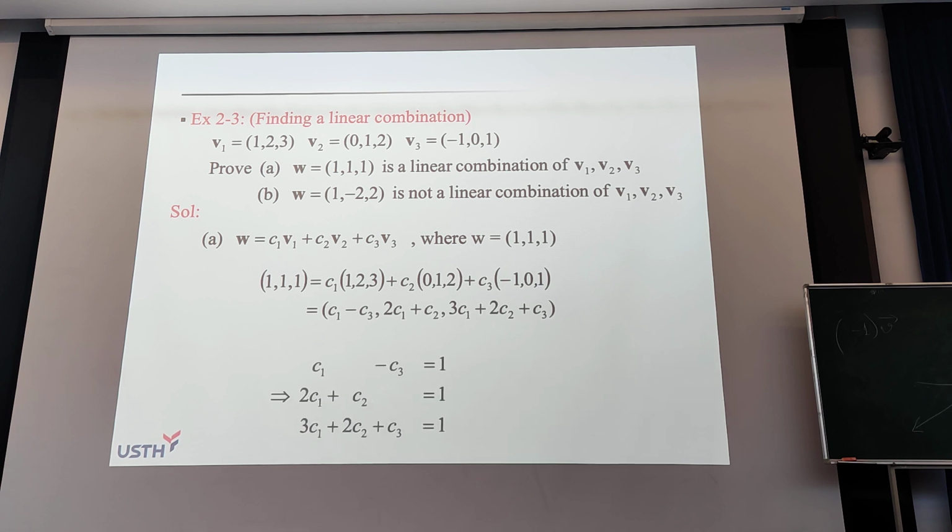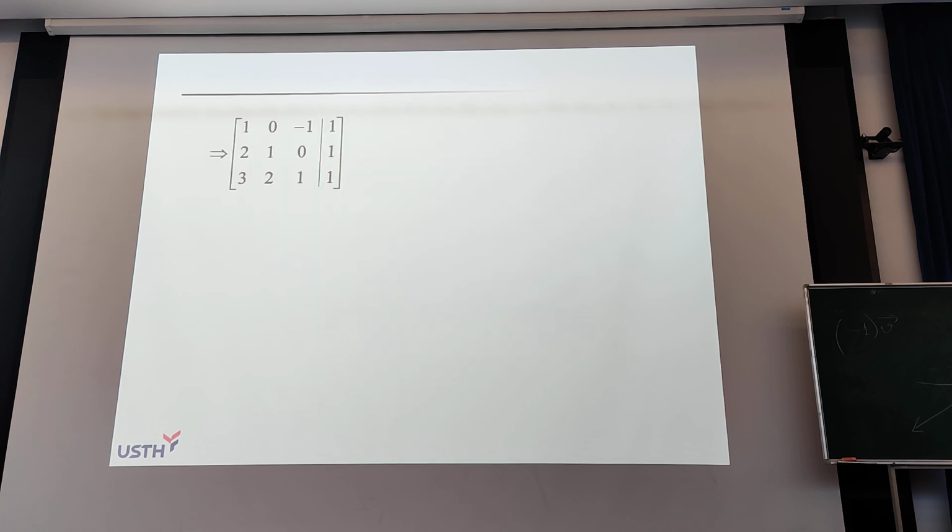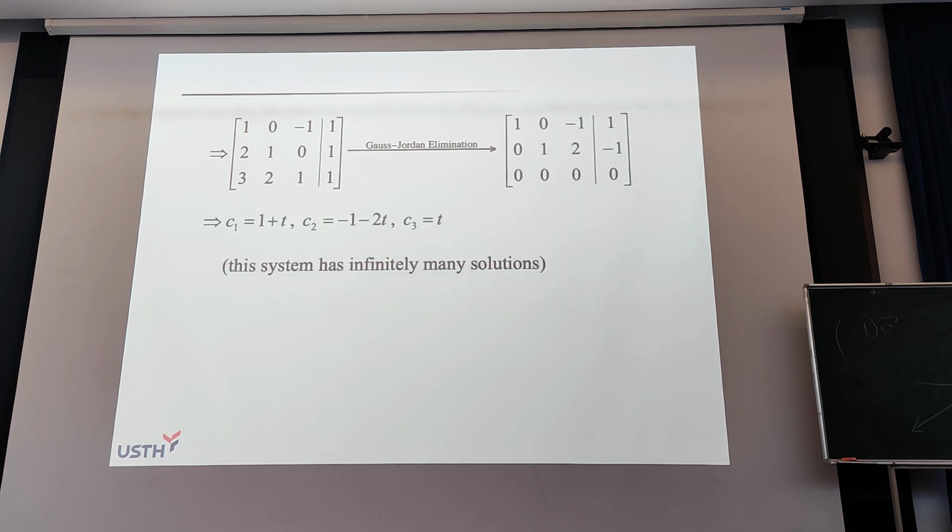That must be 1, 1, 1. And the system will have a solution here. By using Gauss-Jordan elimination, we get that the solution will be here. The system has infinitely many solutions, and we can choose any solution. Here I choose t equal 1, then you get w equals 2v1 minus 3v2 plus v3. It means that in that case, w is a linear combination of v1, v2, v3.